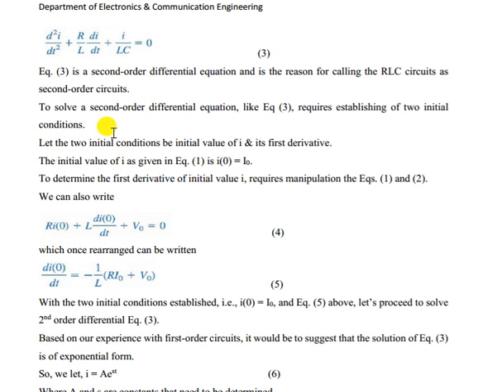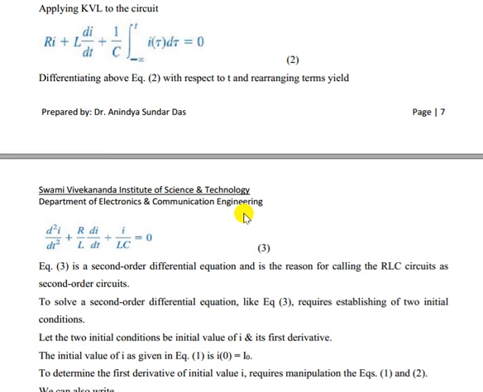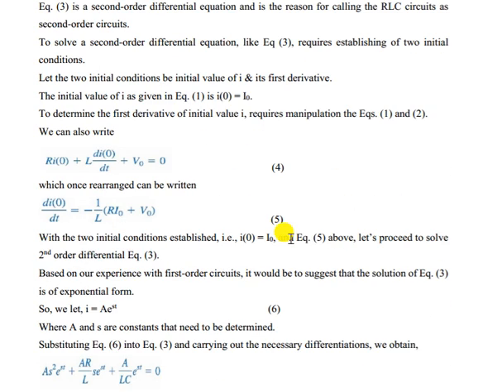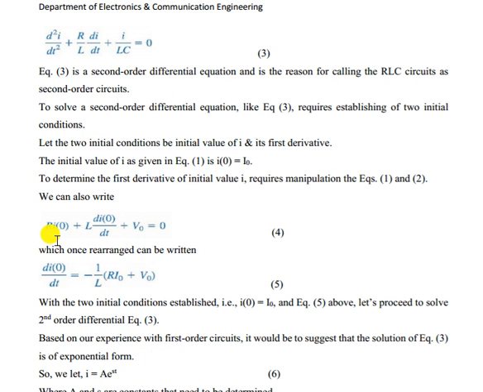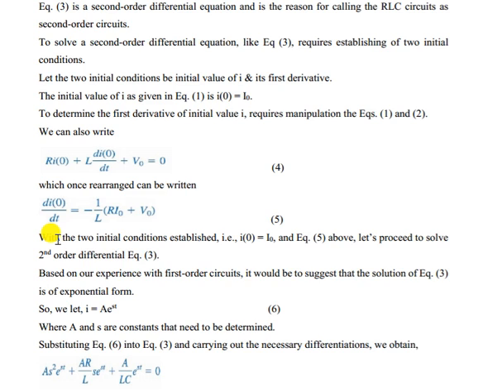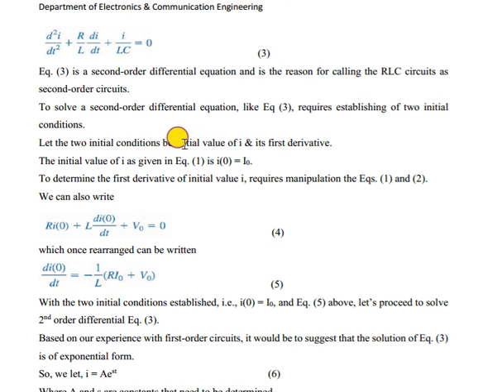Okay. Now to solve differential equation, we require establishing of two initial conditions. Okay. That is why we require that dv0/dt and di0/dt term. Anyway, so to determine the first derivative of initial value, we require equation 1 and 2. So the two initial conditions are, first one is initial value of I and then its first derivative. Okay.